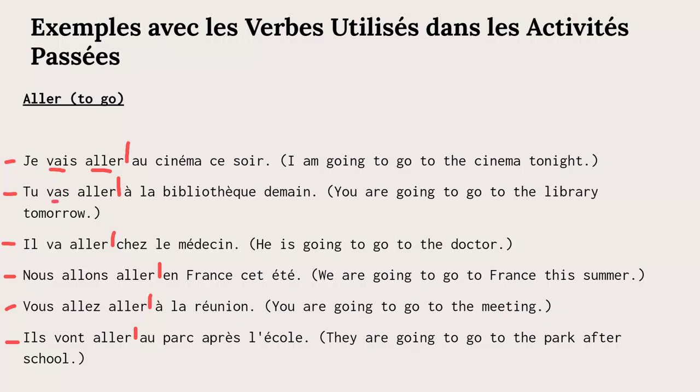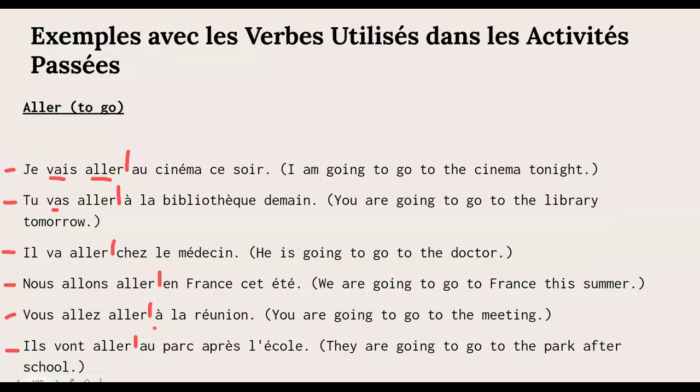Tu vas aller. Il va aller chez le médecin. Nous allons aller en France cet été. Vous allez aller à la réunion. Ils vont aller au parc après l'école. These are all future tenses. I'm going to go. That's it.